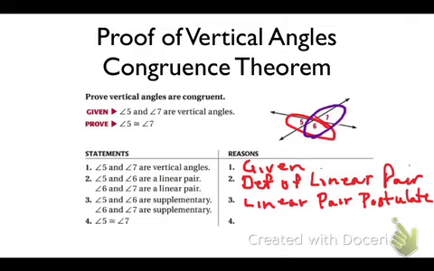Okay? Now, remember the process that we just did with the congruent supplements? We say if two angles are supplementary to the same angle, and again 5 and 7 are supplementary to angle 6, then they must be congruent to each other. So this comes from the congruent supplements.